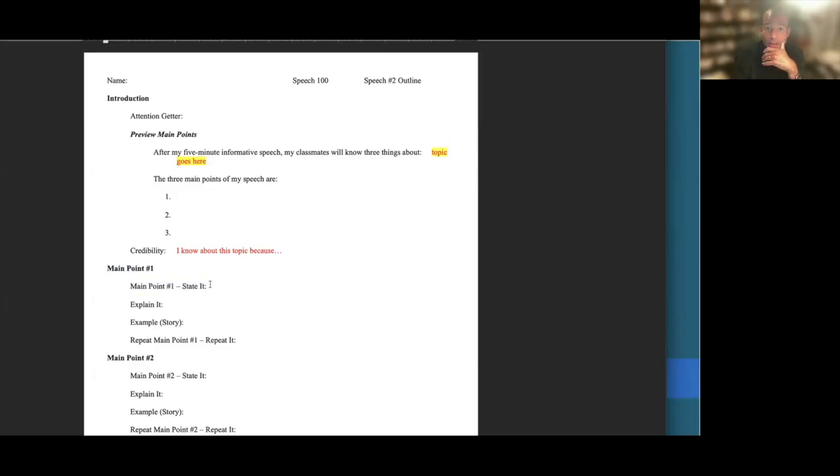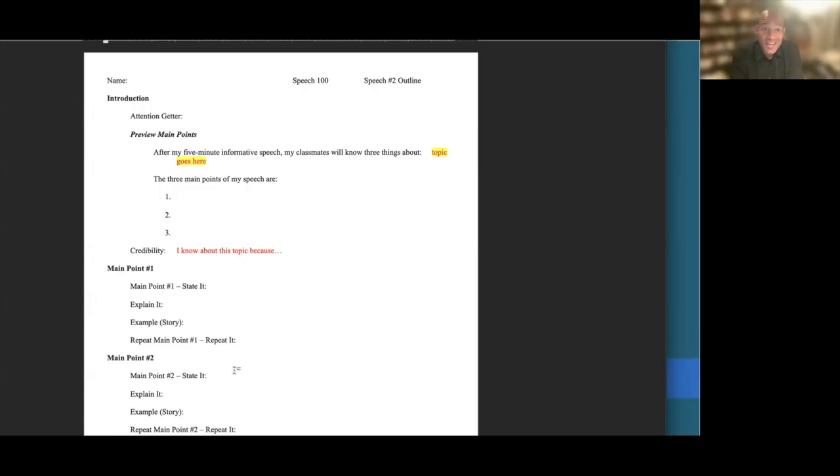Okay, first let's talk about whatever your first main point is. Explain it in 1 to 2 sentences, give an example or tell a story in 2 or 3 sentences, and then repeat it. So that was a little bit about whatever main point 1 was. Main point 2, okay, that's a section again. Main point 2, state it. And so now let's get going.